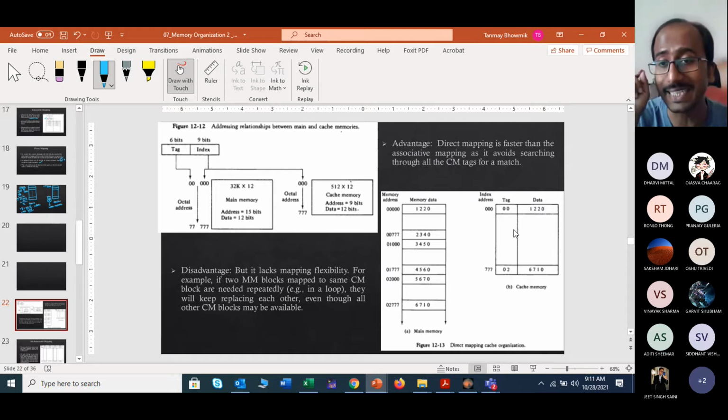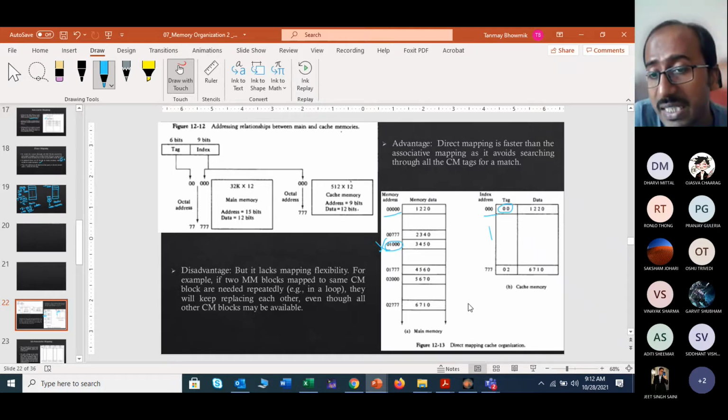Now in the tag, some tag number must be stored, right? So if your tag field is also representing 00, as well as index is 000, that means you will put this data. You will not put this data if your tag is not being mapped.